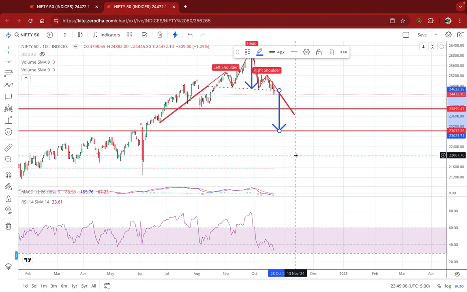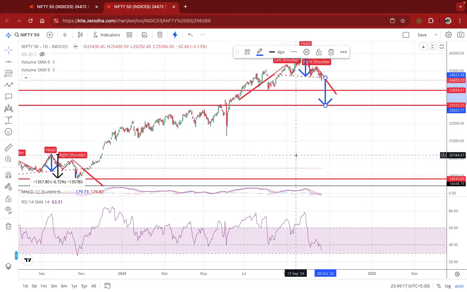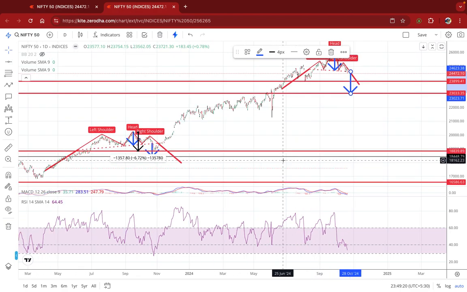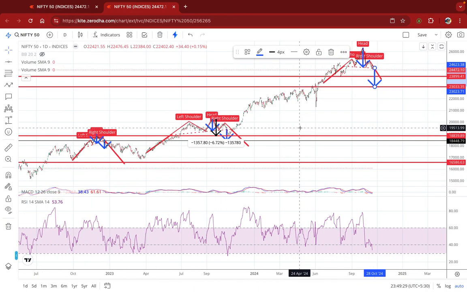This looks very clear right now. Unless something drastic happens and Nifty changes course from here itself, I have no doubt that this particular level indicated by Nifty is going to be achieved. We cannot predict the time, but it's going to be achieved in the near future.